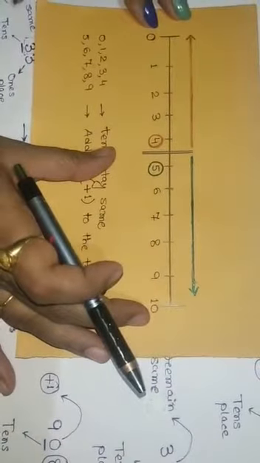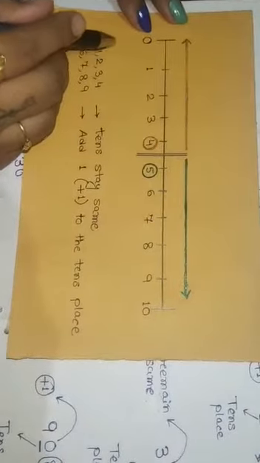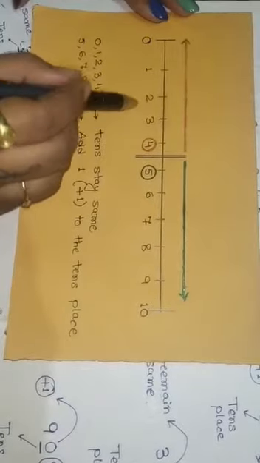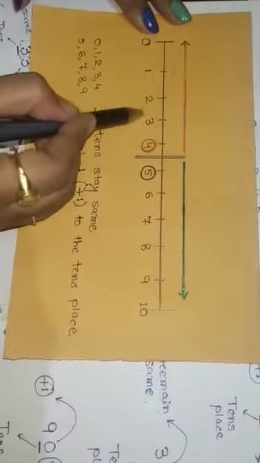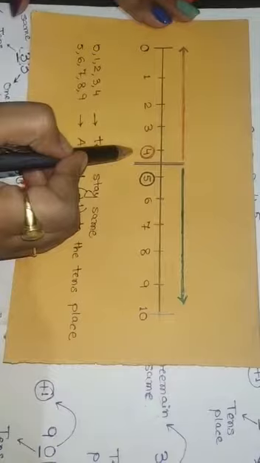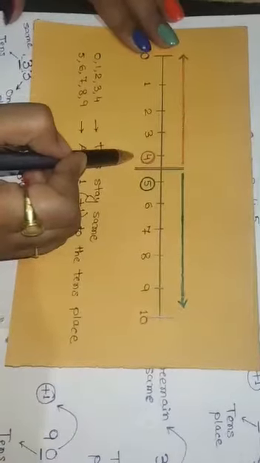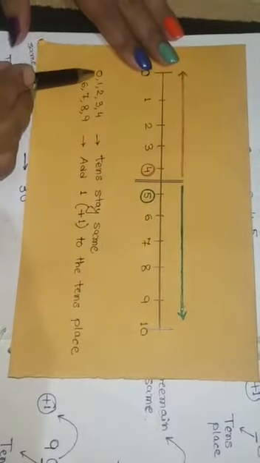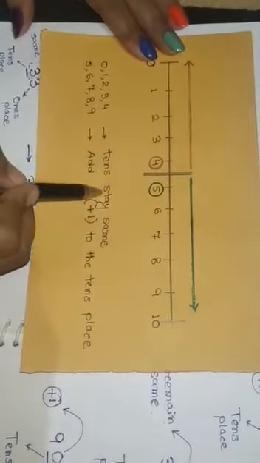Whenever you have a number where in the ones place you have a digit, either 0 or 1 or 2, 3 or 4, then the tens place number will remain the same. So we can also write it like this: 0, 1, 2, 3, 4. Tens stay same.